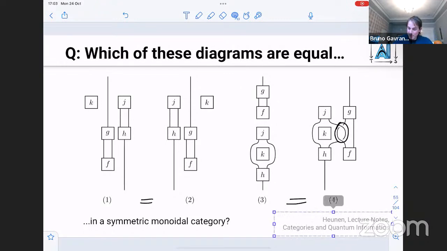This is also from this particular lecture notes, from categories in quantum informatics, where we might link this because it gives a quite thorough elaboration of why this actually holds.